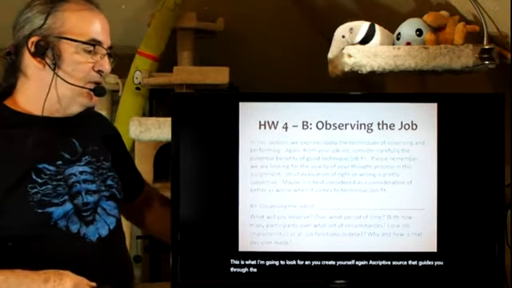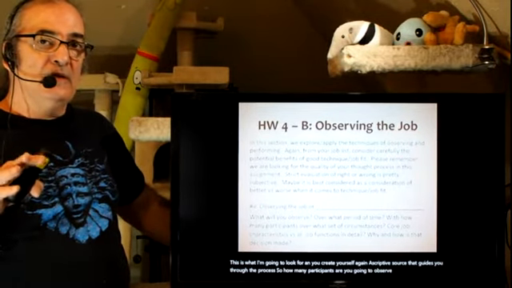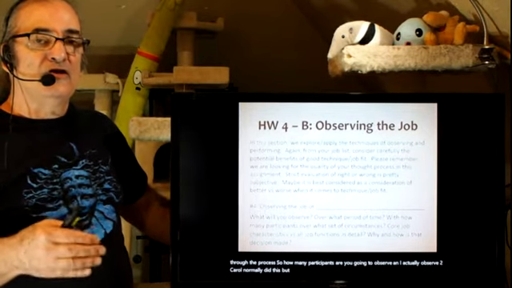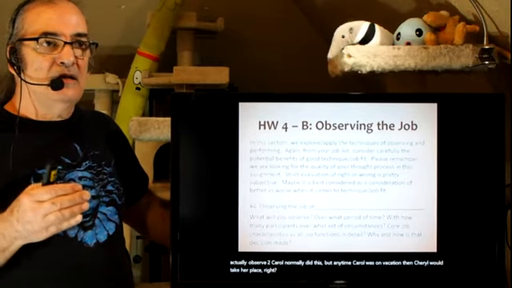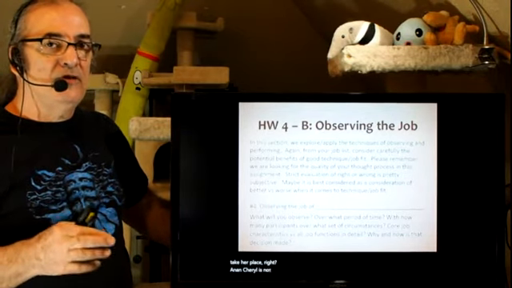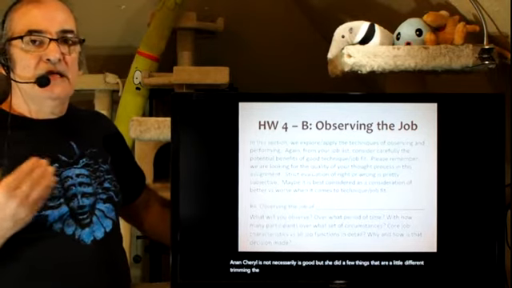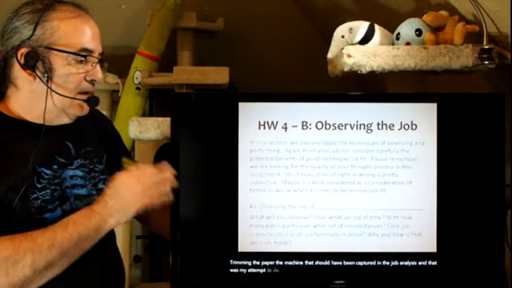So how many participants are you going to observe? I actually observed 2. Carol normally did this, but anytime Carol was on vacation, then Cheryl would take her place. And Cheryl was not necessarily as good, but she did a few things that are a little different, trimming the paper of the machine, that should have been captured in the job analysis, and that was my attempt to do that. So, what period of time?